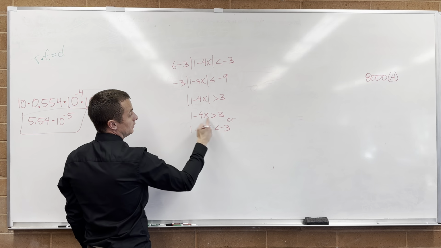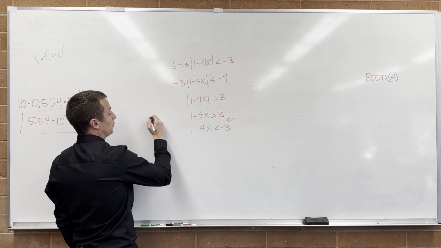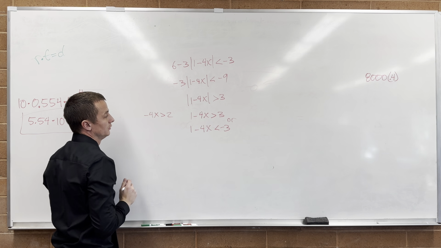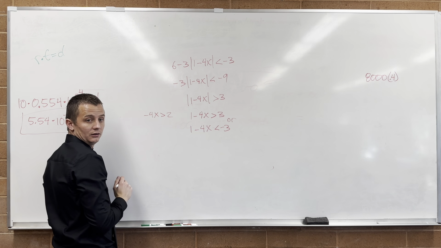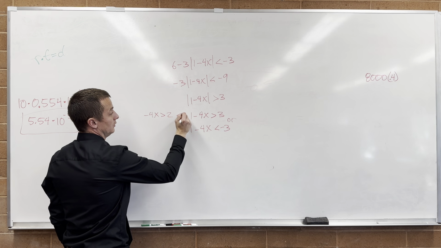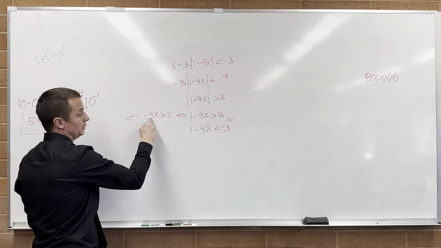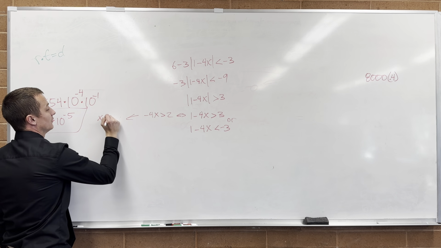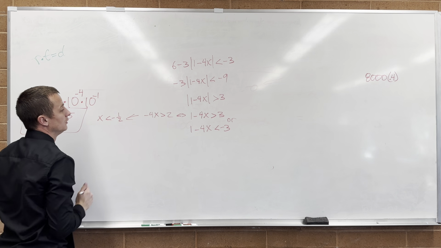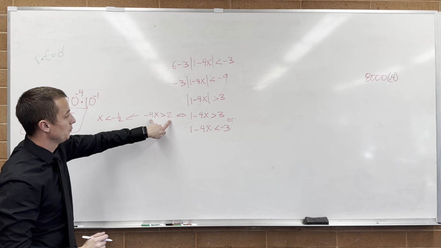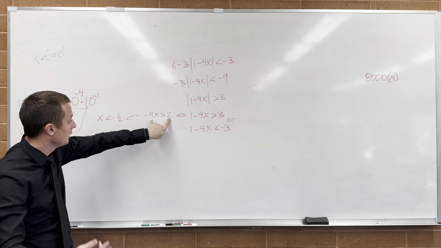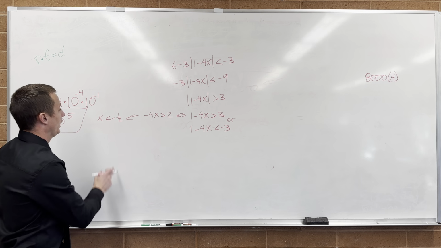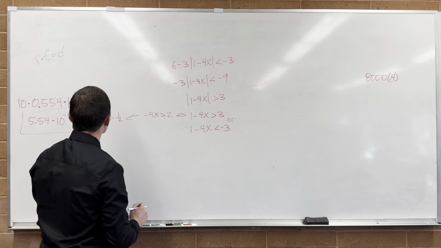For right here, let's subtract 1 from both sides, and we get minus 4x is greater than 2, right? And then, from that, divide both sides by negative 4. We get x is less than minus 1/2. Remember, flip the inequality because we divided both sides by a negative number. If you divide both sides by a negative number, or you multiply both sides by a negative number, you flip the inequality. Okay, so x is less than negative 1/2.